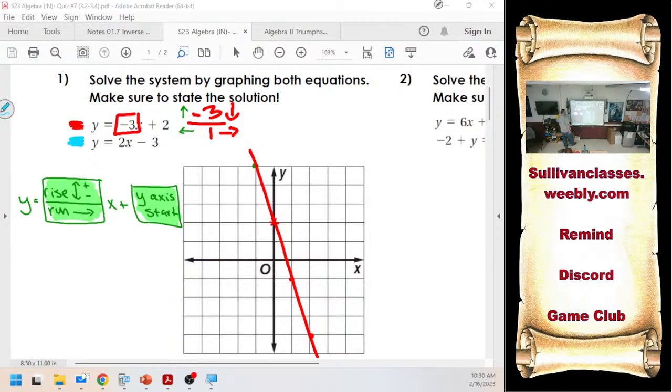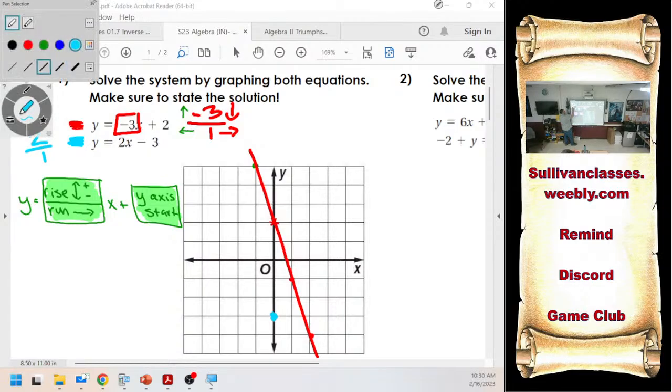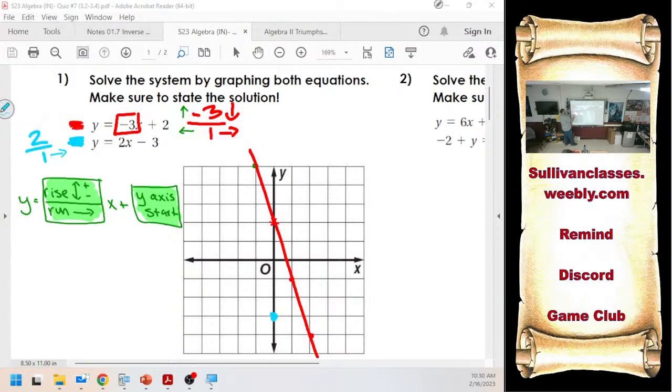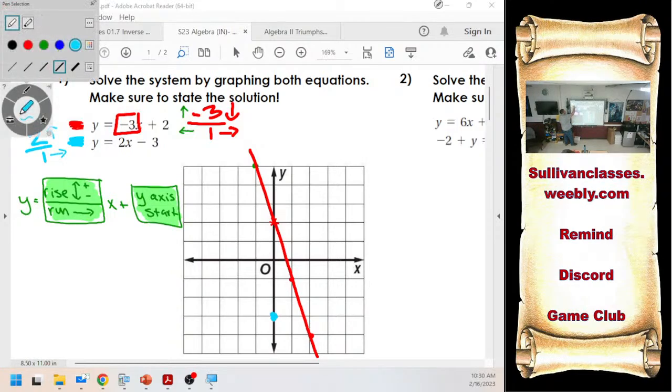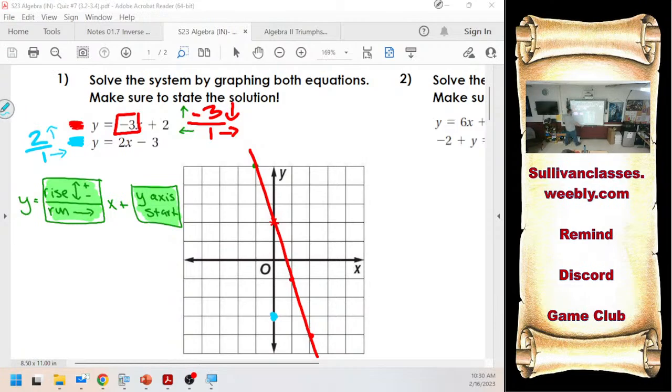Okay, contestant 2, where am I starting? -3. I write my slope. I don't see a denominator, so I put it over 1. And my always left to right. It's positive, so we head up. I'm going to go up 1, right 1, up 1, right 1, up 1, right 1, up 1, right 1. I connect dots.